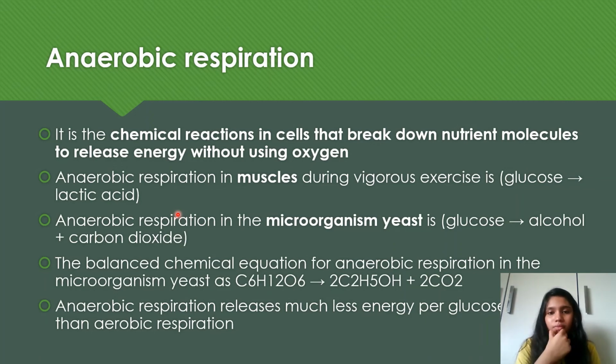But yeah, glucose gives lactic acid, and then anaerobic respiration also occurs in the microorganism yeast, where glucose is converted to alcohol and carbon dioxide in a process which is also used for fermentation. So now for this, you will need to know the balanced chemical equation, and that is C6H12O6, which is your formula for glucose, gives 2C2H5OH plus 2CO2. C2H5OH is alcohol, CO2 is carbon dioxide. You add a 2 and a 2 here to make it balanced. This is extremely important. So you have to know this, okay, like without fail, by heart.